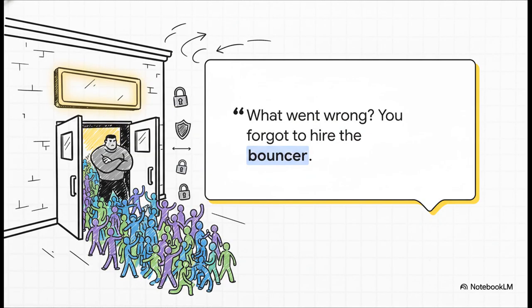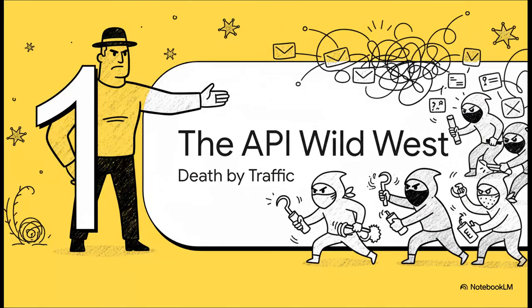So what on earth went wrong? It's actually pretty simple. You built this incredible, exclusive nightclub, but you forgot to hire a bouncer. You just left the front door wide open, and now the party's completely out of control. Well, in the world of APIs, that bouncer has a name. It's called a rate limiter. See, without that bouncer, your API basically becomes the Wild West. It's just a chaotic free-for-all where a handful of troublemakers can ruin the experience for absolutely everyone.